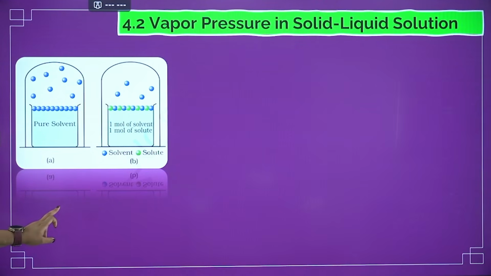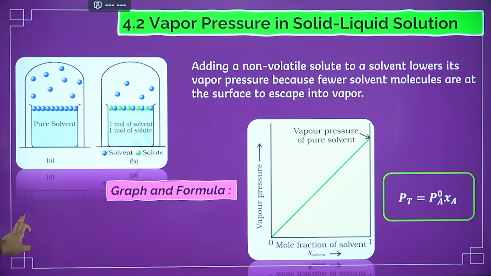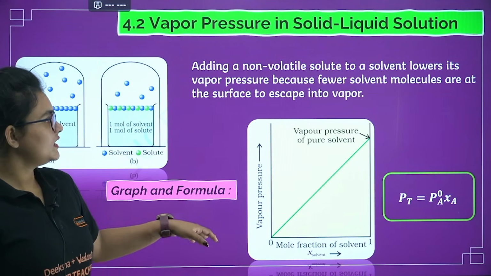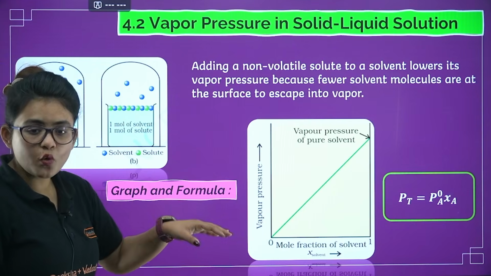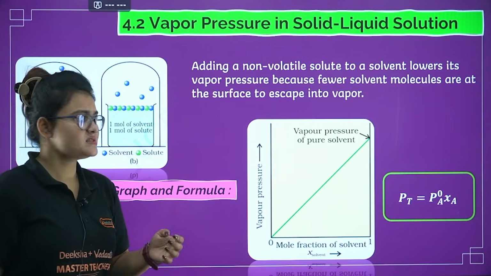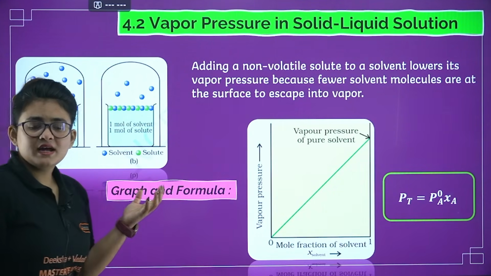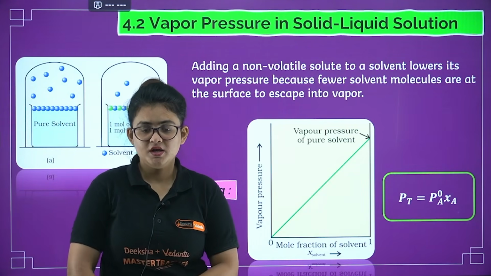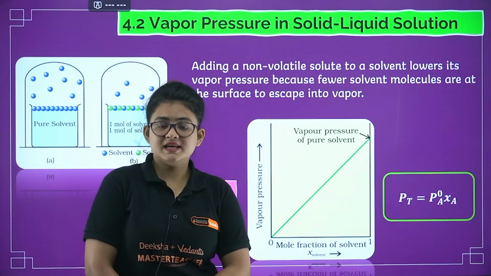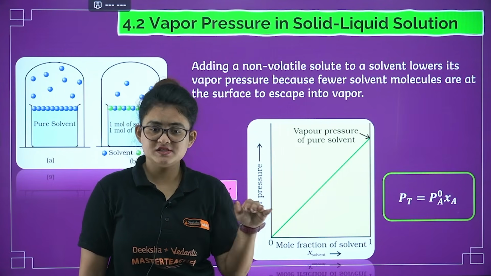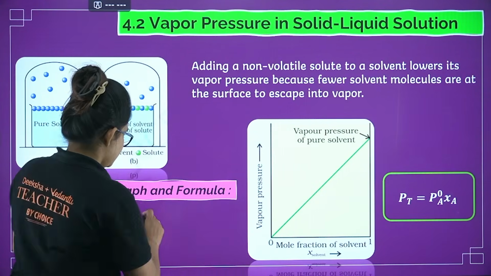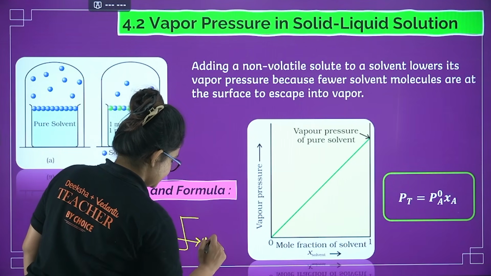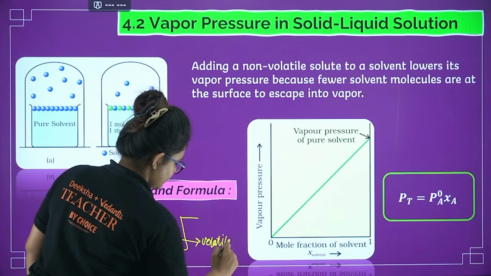Okay, so here you can see vapor pressure in liquid solution that we are going to proceed. It's going to be super easy because adding a non-volatile solute to a solvent lowers its vapor pressure. Basically what happens, once you are adding any kind of non-volatile solute, they are not volatile, they will not form vapor, right? So in that particular case, they get accumulated on the surface of the volatile liquid. Okay, let's say this is my volatile liquid.